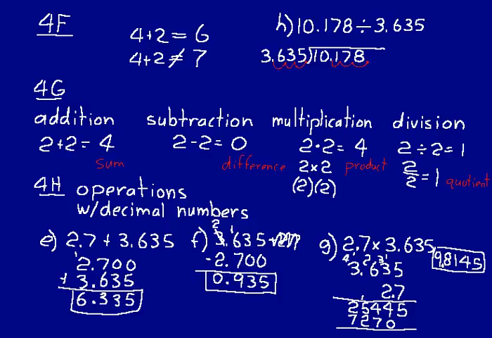So now we look and we have 3,635, and we think, well, how many times does that go into 10,178? This is a good time to estimate a problem. And so let's just look at 3.635, or think of 3.5. And 3.5 times 2 would be 7. 3.5 times 3 would be 11.5. So 3.635, there's no way it would go into 10.178 3 times, but it should go into it 2 times. And so we put a 2 right there.